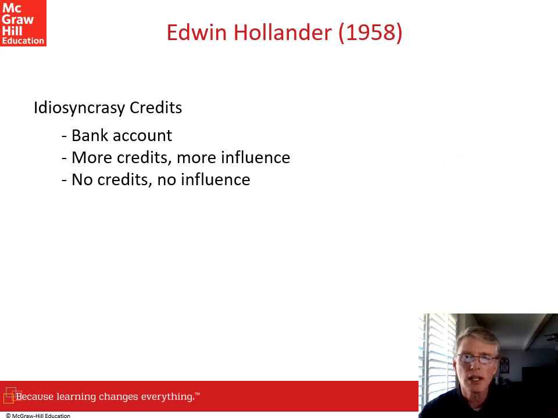So this one's not in the book. I love this one. This is Hollander's idiosyncrasy credits. And actually it's a lot older than I thought it was. I thought it was more recent, but looking, it was first proposed back in '58. So Edwin Hollander, he said, we like to think of leadership and the ability to influence kind of like a bank account.